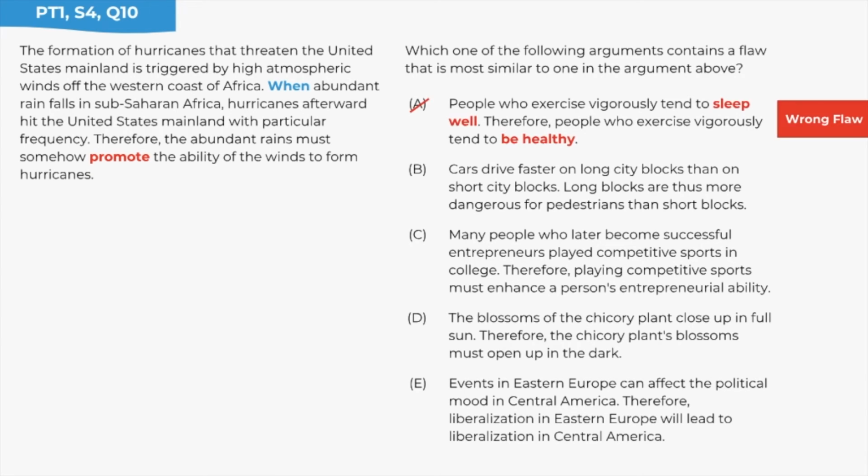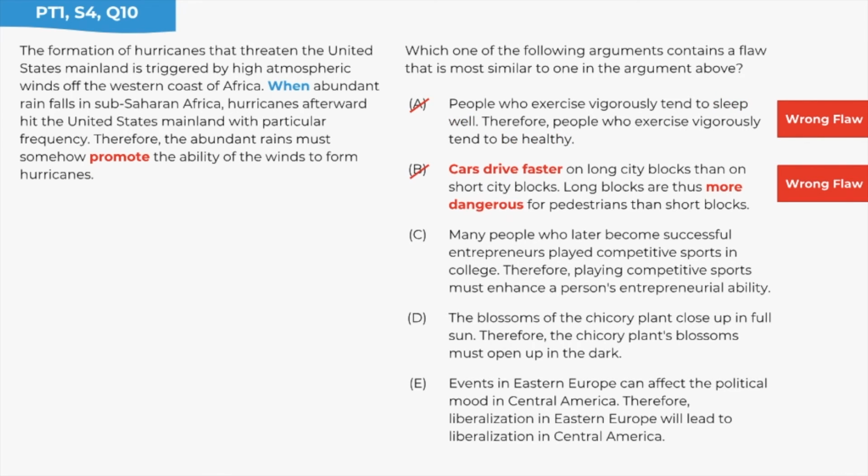B says that cars drive faster on long city blocks than on short city blocks. Okay, long blocks are thus more dangerous for pedestrians than short blocks. Okay, that's a relative relationship. That's using the wrong type of reasoning, right? That's got the wrong flaw. They're saying that it's more dangerous. Cars that drive faster are more dangerous, right? This is assuming that relationship, and it's got a different kind of conclusion than we were originally looking for. So let's get rid of B.